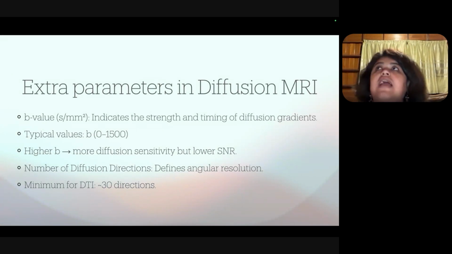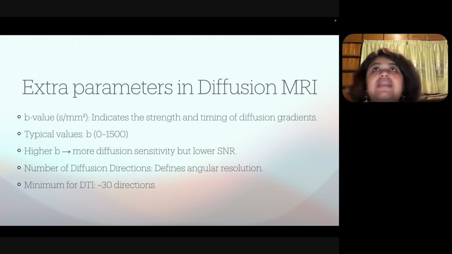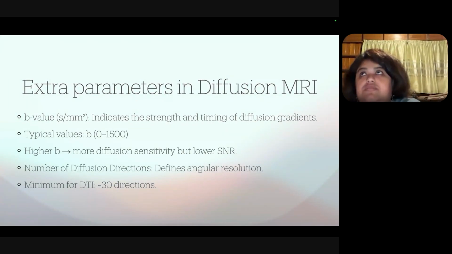The typical value is kept between 0 to 1500. Again, if you have a very high B value, you get more diffusion sensitivity, but the signal to noise ratio will drop. Again, your MR signal may be distorted.